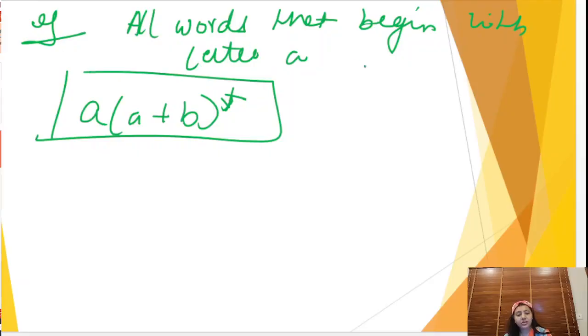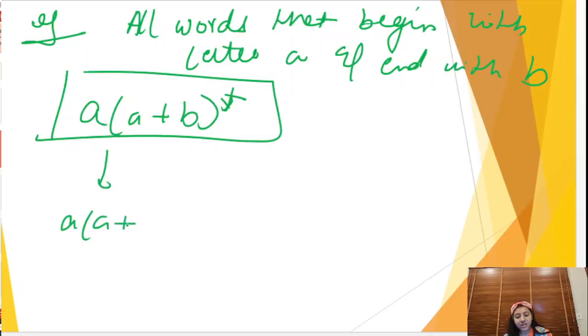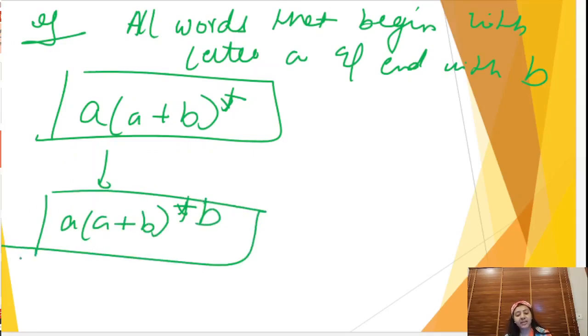If the question is all words that begin with letter A and end with B, what I have to do? I just have to add a B at the end. So this will form all words that begin with letter A and are ending with letter B. And there can be anything in between, any possible string of A and B of any length.